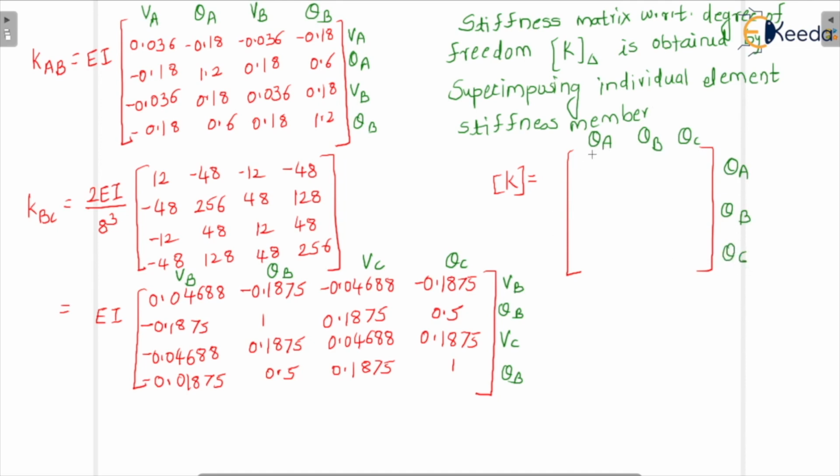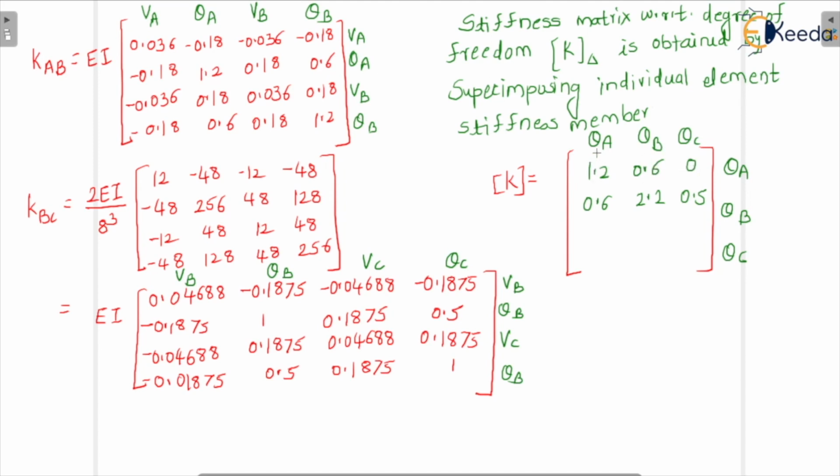So it is 1.2, 0.6, and what will it be for theta B? 1.2 plus 1. Okay, so for theta B, it is 1.2 plus 1, so it is 2.2. This is 0.5. Okay, for theta C corresponding, just see here, for theta A it is 1.2. Then for theta B it is 0.6, that's what we have written here, and for theta C it is 0.